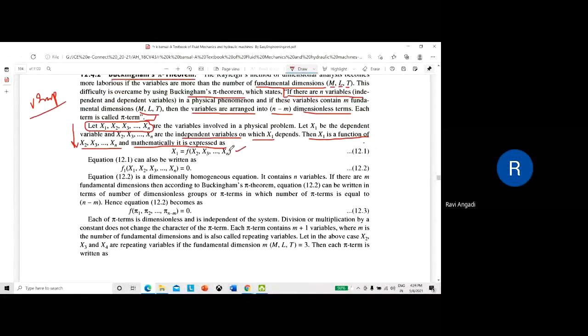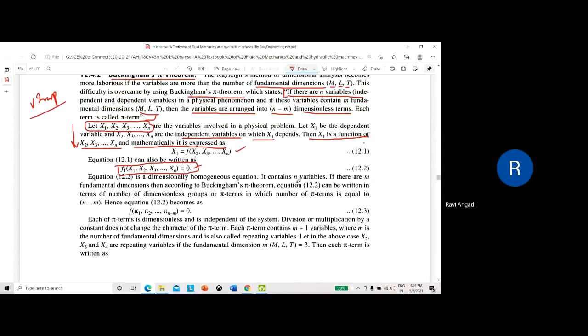And this equation can also be written by taking x1 to this side and equating it to 0, like this. So a function of x1, x2, x3 up to xn is equal to 0, meaning all of these are taken together and equated to 0. And now this equation is dimensionally homogeneous. We have made it dimensionally homogeneous like this. And it contains n number of variables, including both dependent as well as independent variables.